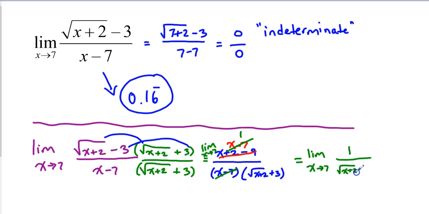And you might be saying, what's the point? But we're about to find out. Keep in mind our answer is 0.16 repeating. All right, now I can make a substitution with 7 because I'm not going to cause my denominator to equal 0. Numerator is 1. Denominator, square root of 7 plus 2 plus 3. Well, we know what that's going to come out to be. Square root of 9 plus 3 is 3 plus 3. So I've got 1 over 6, which, when you work that out, is 0.16 repeating. Thanks for sticking with me on that.